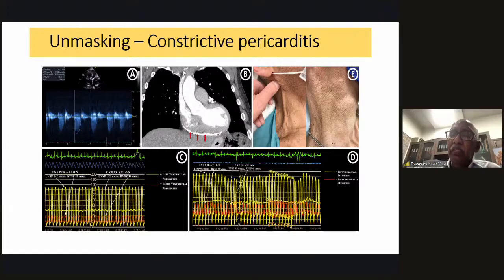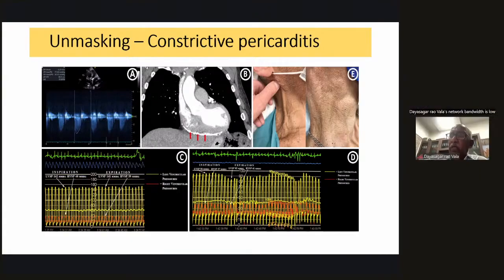But then there was no respirophasic variation in the peak systolic pressures between the RV and LV. So what they did was initially they did the TAVR, transcatheter replacement, and then they studied the patient after TAVR.